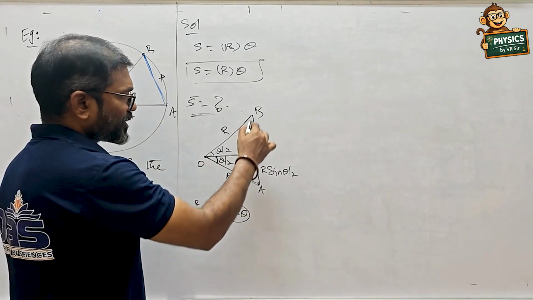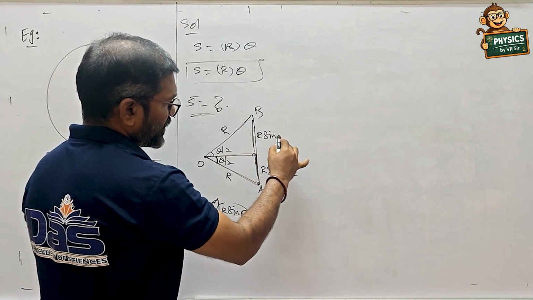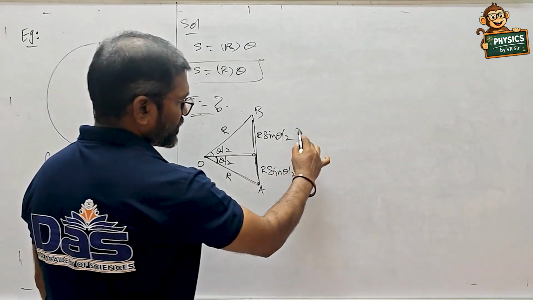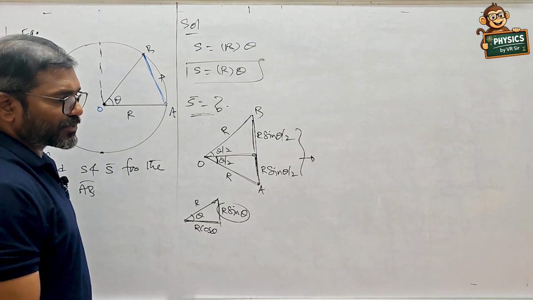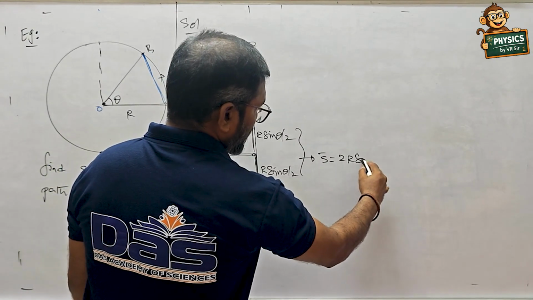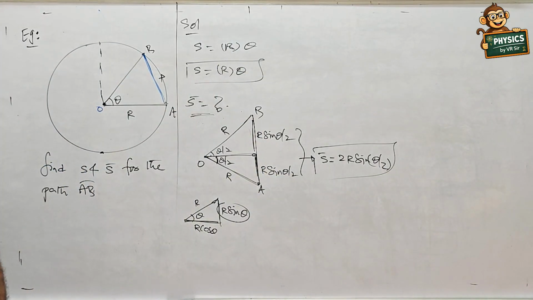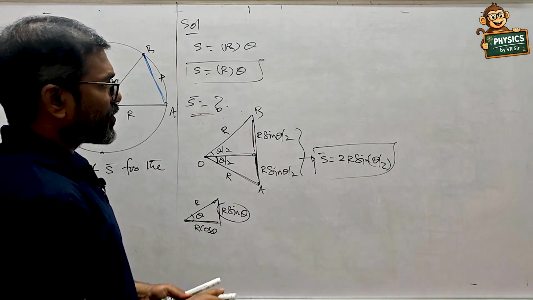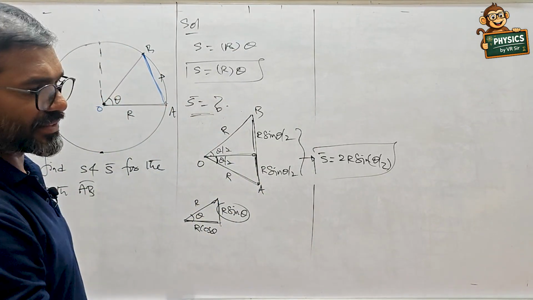With the same explanation, if this is R sine theta by 2, this is also R sine theta by 2. Now when you combine this, AB itself is the displacement, right? That is what we want. So displacement is nothing but 2R sine theta by 2. Clear? Now, how can we apply this to the remaining previous cases?